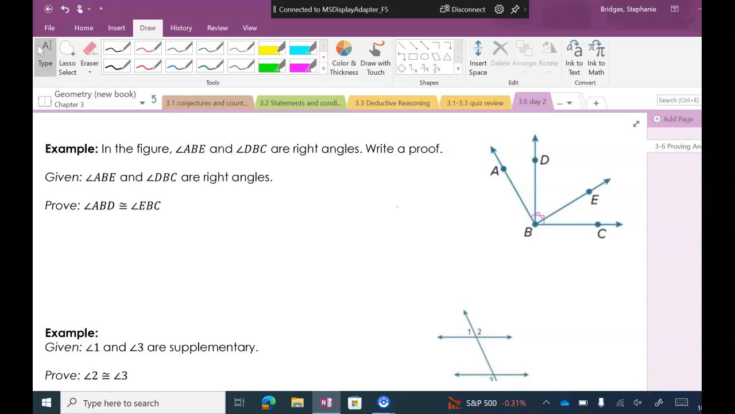Does anybody notice in step 5, what do I have the same on both sides of my equal sign? Angle DBE. So can we take that off of both sides? Yeah, how would I take it off? Subtract it. So if I were to subtract this DBE from here and here, they basically just disappear, right? So I would be left with the measure of angle ABE... Nope, I'm sorry, ABD is equal to the measure of angle EBC. And we did that by subtracting.